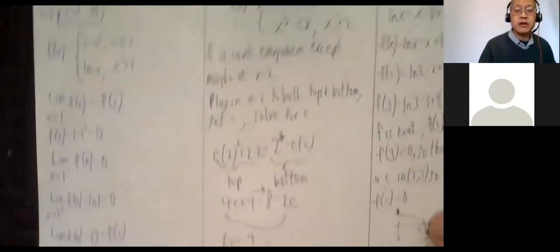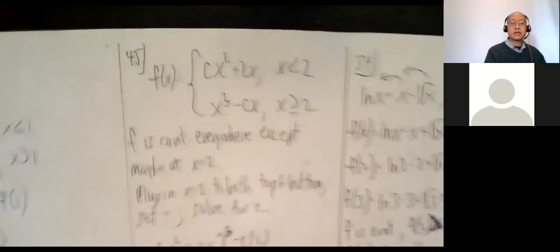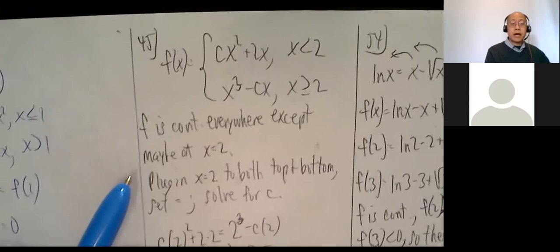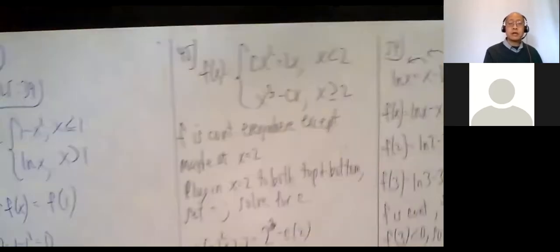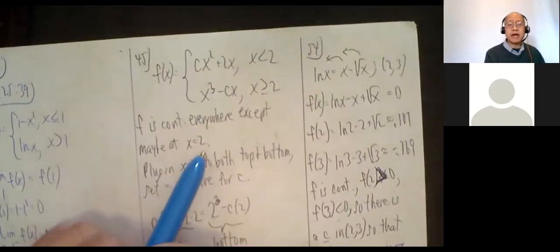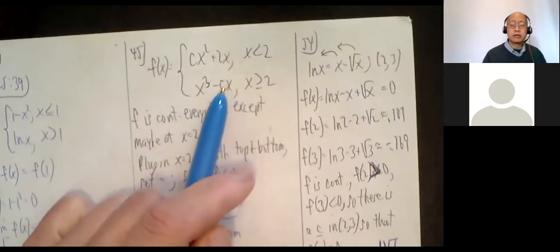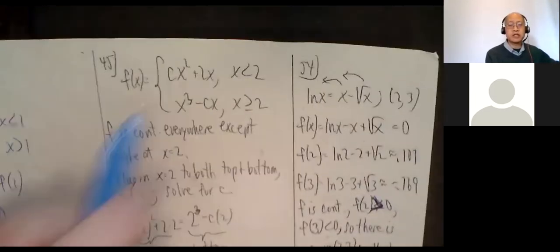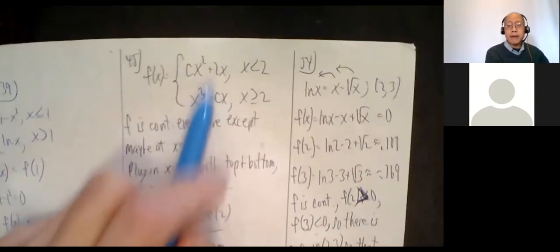All right, getting back to trying to knock off the rest of 2.5. Question 45. You were given a function f of x equals cx squared plus 2x for x less than 2, and x cubed minus cx for x greater than or equal to 2. Now, they're asking you for a value of c where the function will be continuous everywhere. Well, we already know the function is continuous everywhere except maybe at x equals 2. Regardless of the value of c, each piece is a polynomial, continuous everywhere. Since this is a piecewise defined function, the only way this can be continuous, where there's not a jump, is if these two pieces match.